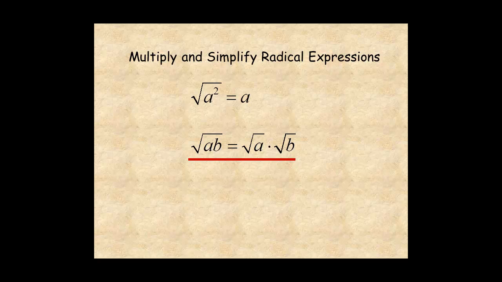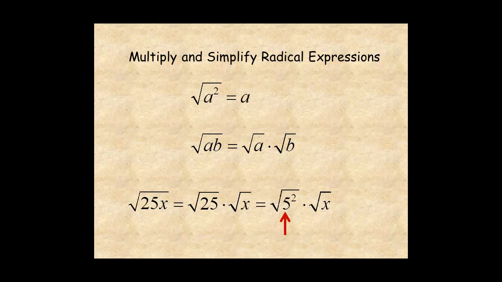For example, for this expression, split the product into radical 25 times radical x. Then radical 25 equals radical 5 squared. So using the first property, factor 5 out from under the radical, and you have 5 times radical x.